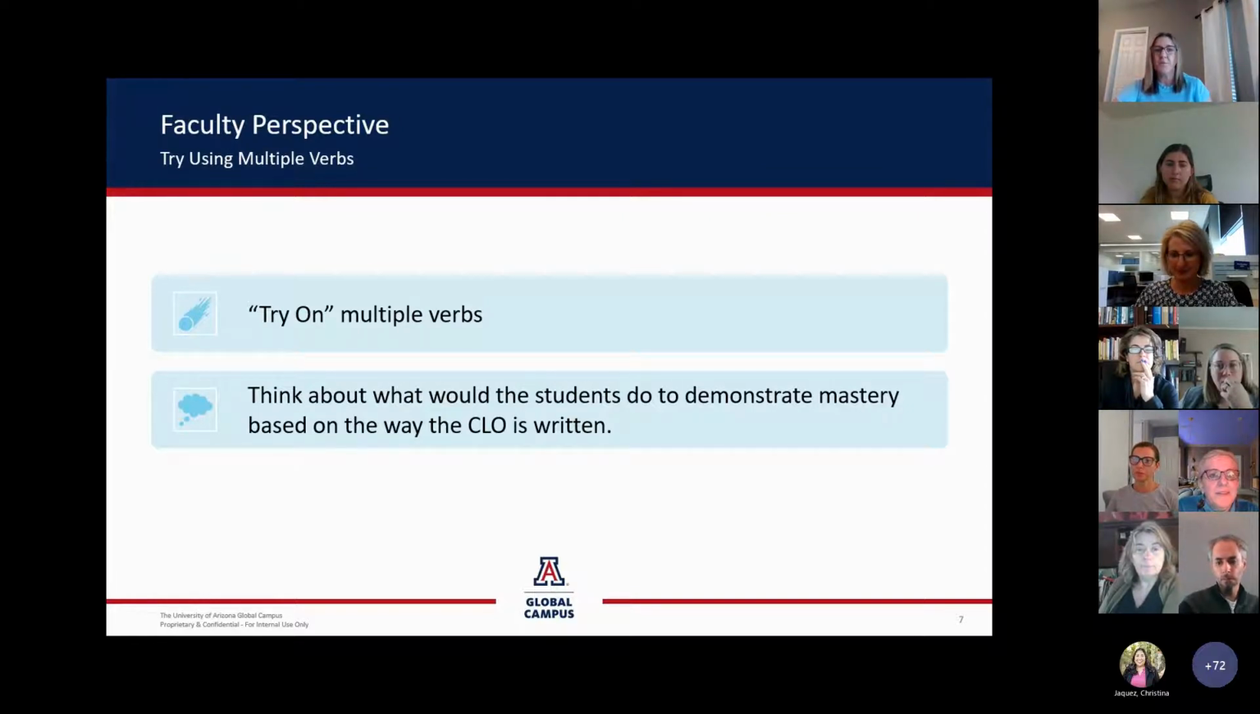And I'm going to pause right there for a minute because I see a lot of things happening in the chat. Does anybody else do a similar type approach too? Do you try on different Bloom's verbs, or how do you go about figuring out which Bloom's verb you want to use in your course learning outcome?